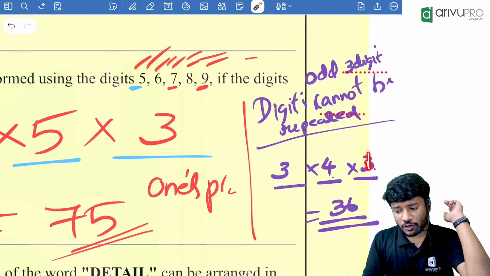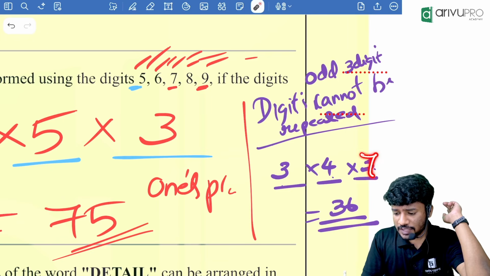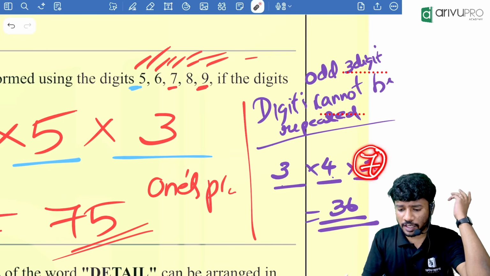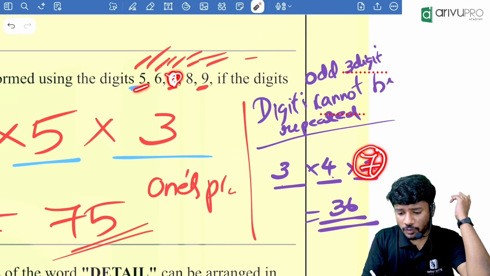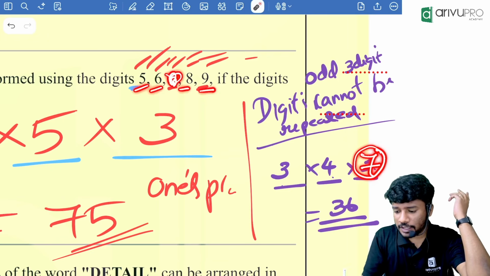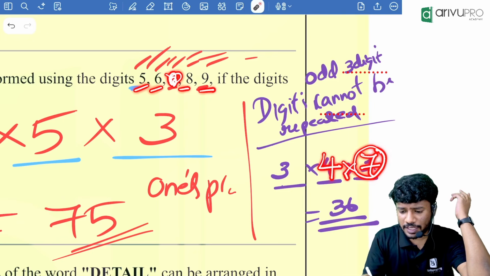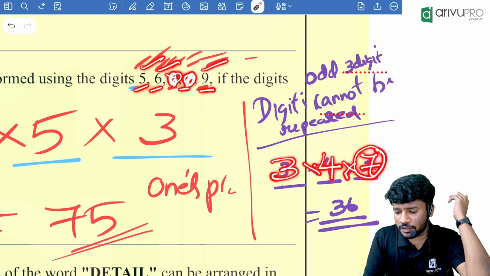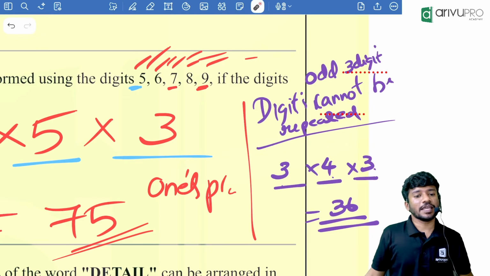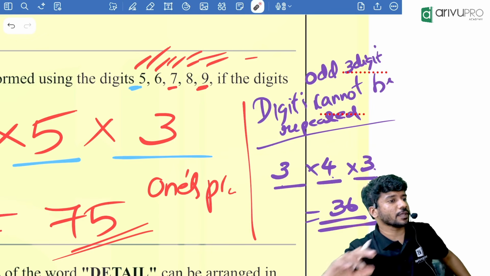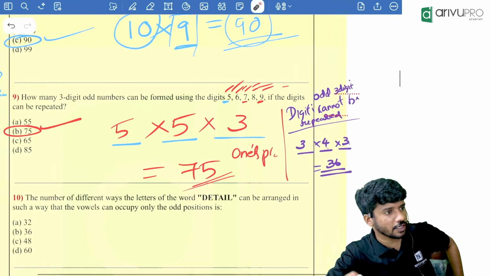If one already sat, for example here 7 already sat, how many are remaining then? 1, 2, 3, 4 are remaining. That means any of the 4 can sit over here. Now, people, for example, 8 already sat over there. How many are remaining? 3 are remaining. That means any of the 3 can sit in the remaining place. So, that's why it is becoming 36. You got it now?